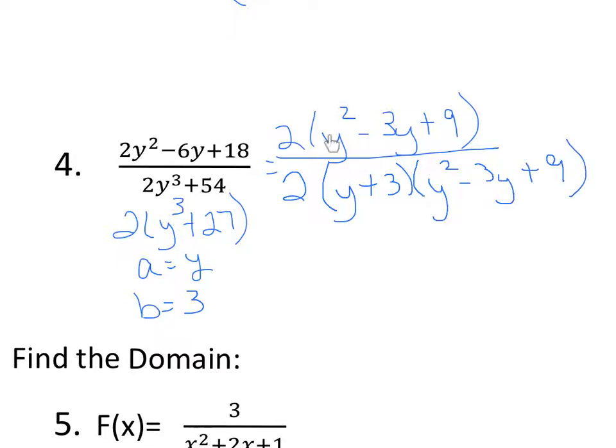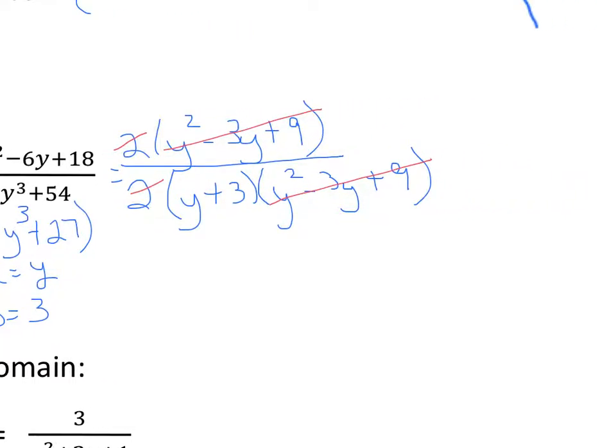And then you can see that these trinomials actually match, so they are going to cancel themselves off just like that. And the 2's cancel off, and we're left with y plus 3, but it's in the denominator. So don't make the mistake of saying the answer is y plus 3. You can't lose the numerator. The numerator actually has a 1 in it here, so the answer is 1 over y plus 3.